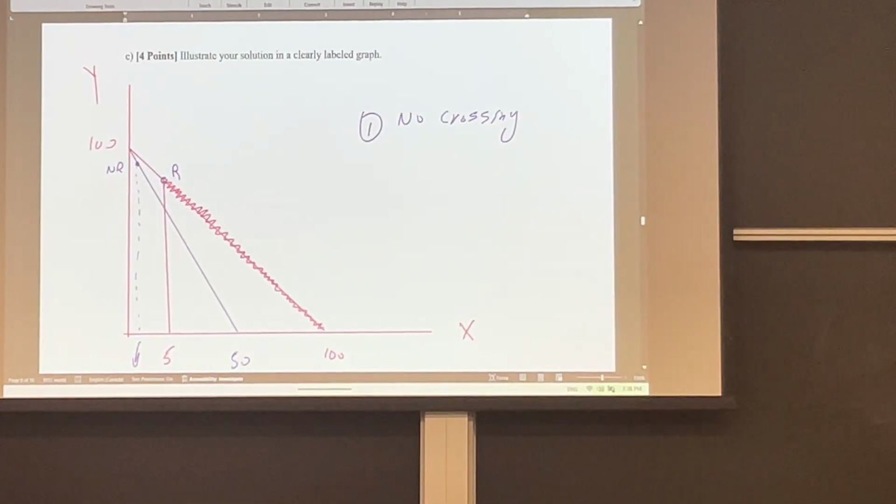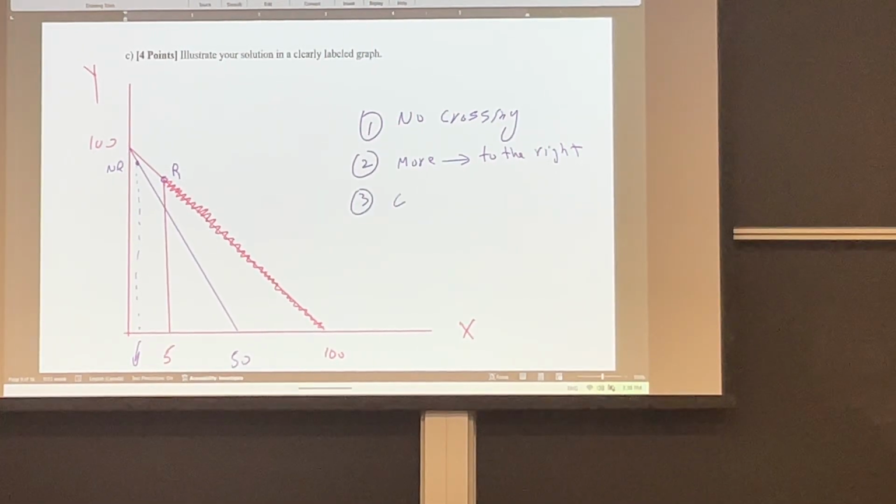That's 1. 2. More to the right, more to the right, less to the left, on the indifference curves. Make sense? That's 2. What about 3?